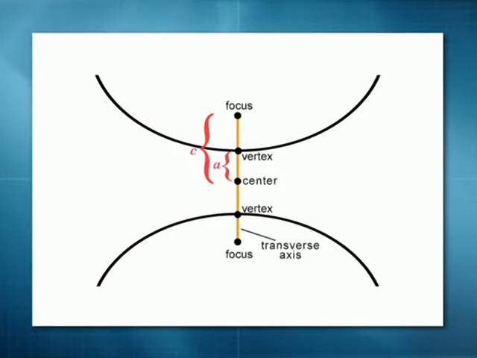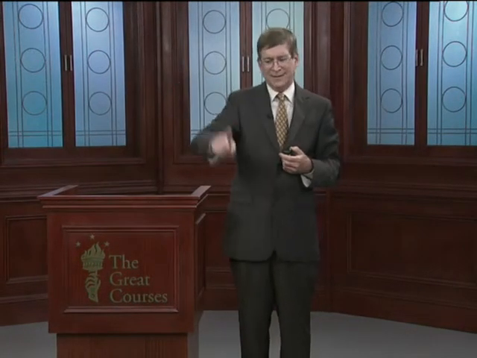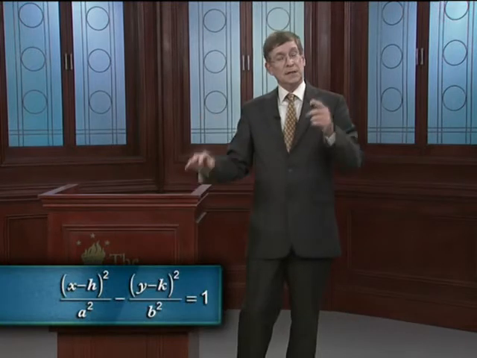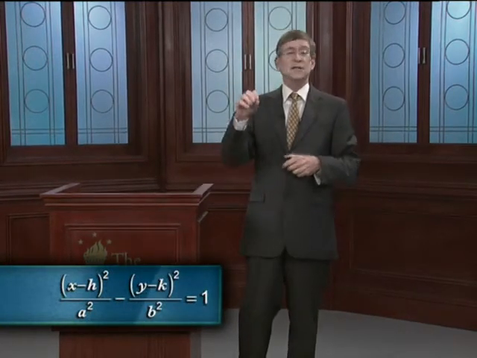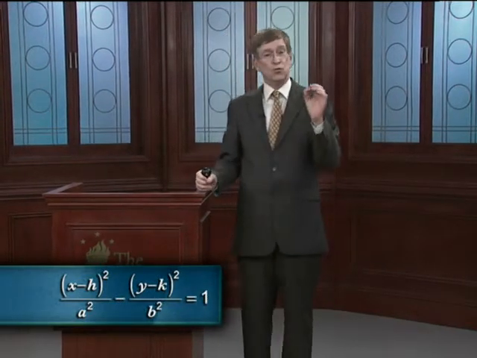Now, given all that, and it's quite complicated, you can derive the standard equations of hyperbolas. Let me show you the one when the transverse axis is horizontal. So the hyperbola goes like this, and the other branch is over here like this. Its equation is as follows: x minus h quantity squared over a squared minus y minus k quantity squared over b squared equals 1.